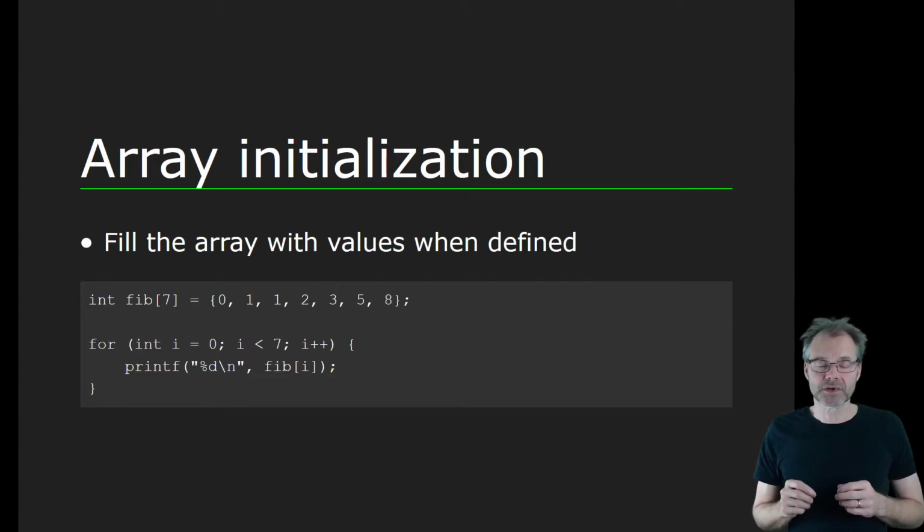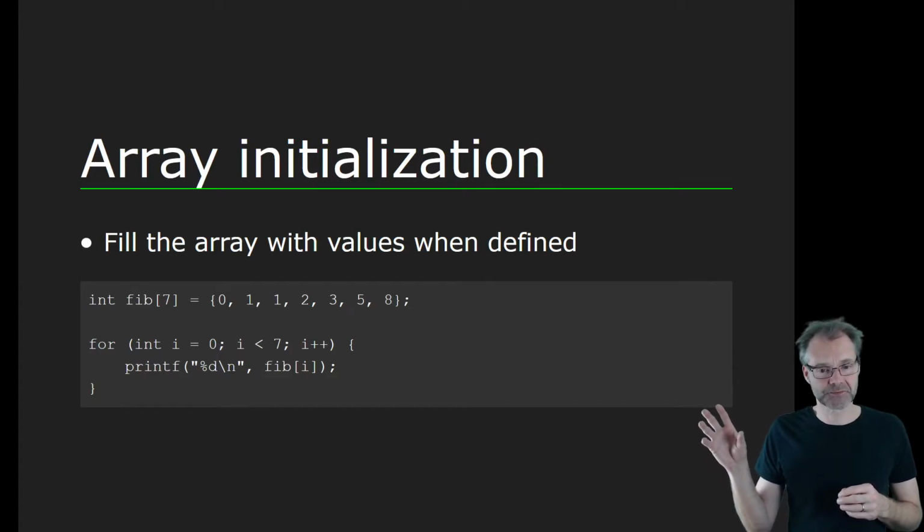I can also do array initialization, and I can fill the array with values when I define it. So here I'm creating a Fibonacci array of 7 items, and with the curly braces I can provide values which are then stored in the memory to each position, and the position then, as you know, starts with 0 and goes up to 6 in this case.